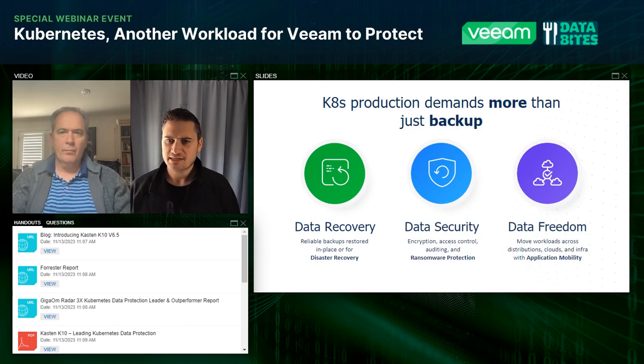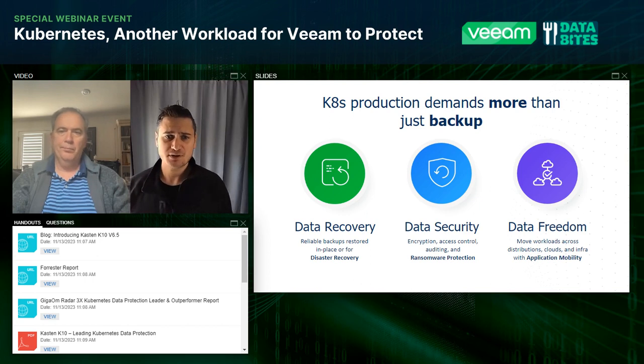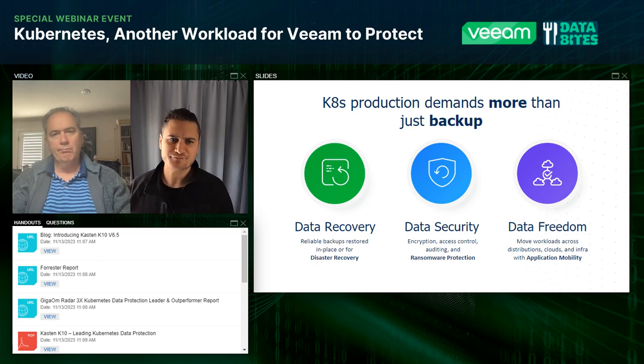So a couple of things to cover off here. Just talk about backup in Kubernetes in general, right? Worth noting that it's more than just backup. Oftentimes we'll talk to prospects, we'll talk to customers, and I'm sure Matt, you've got specific examples of this. We ask that first question: are you backing up your workloads today? Are you protecting your workloads today?